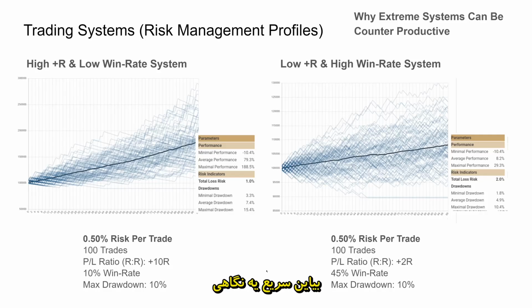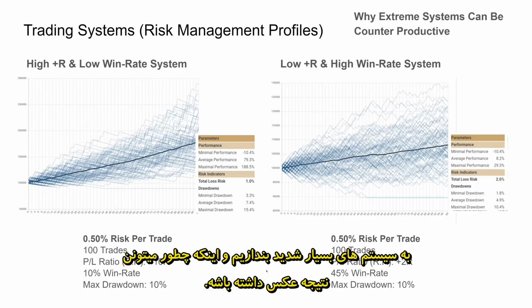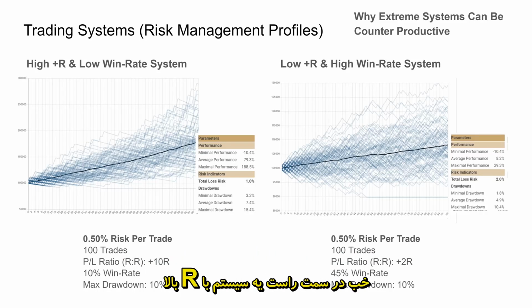So let's quickly look at extreme systems and why they can be counterproductive. On the left, we have a high R system with a low win rate, right? So 10 R on average, with about a 10% win rate. And then on the right, we have a low R system with a relatively high win rate. On the right, we actually have something that's representative of a lot of retail strategies. Now, here's the thing. I don't want to say that retail strategies are bad, because they can work at the end of the day. I can tell you from experience, when I was doing retail trading, I was either break even or a little bit in profit every month.